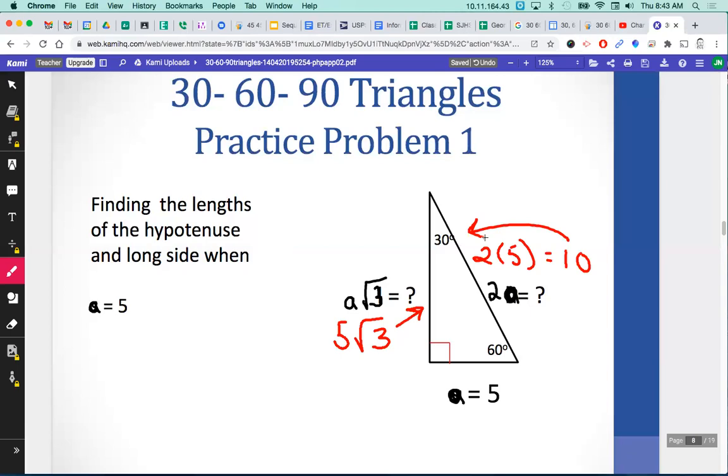It gets a little bit harder when the lengths they give you are either the longer leg or the hypotenuse, or when they start giving you lengths that are radicals. It's a little harder in those cases. But in this one, we'll get 5 radical 3 for our longer leg and 10 for our hypotenuse.